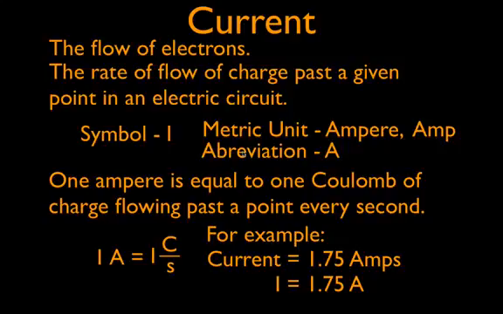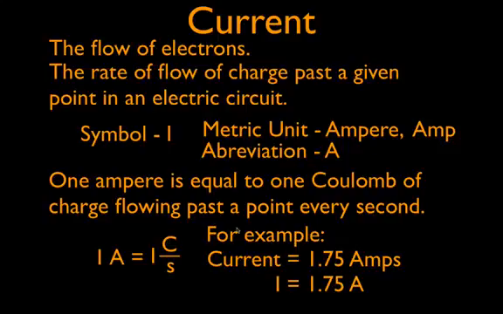Okay, now what is 1 ampere? 1 ampere is equal to 1 coulomb of charge flowing past a point every second. So really 1 ampere or 1 amp is an abbreviation in itself for coulombs per second. A coulomb is a certain number of charges, but that's the basic unit that we use. A coulomb of charge passing a point every second.